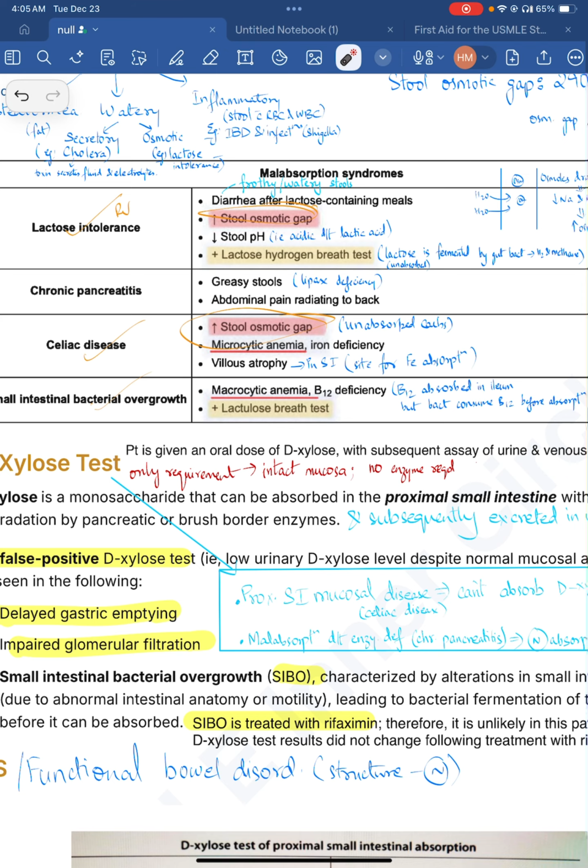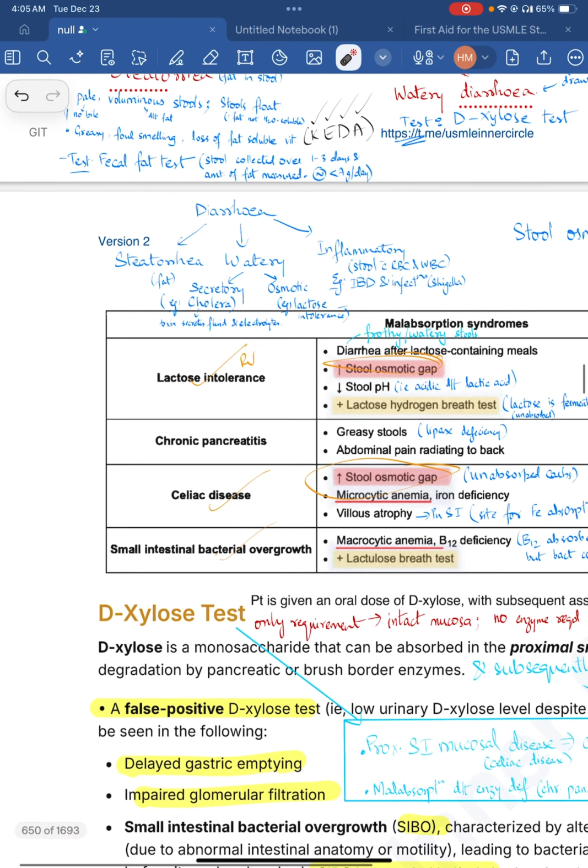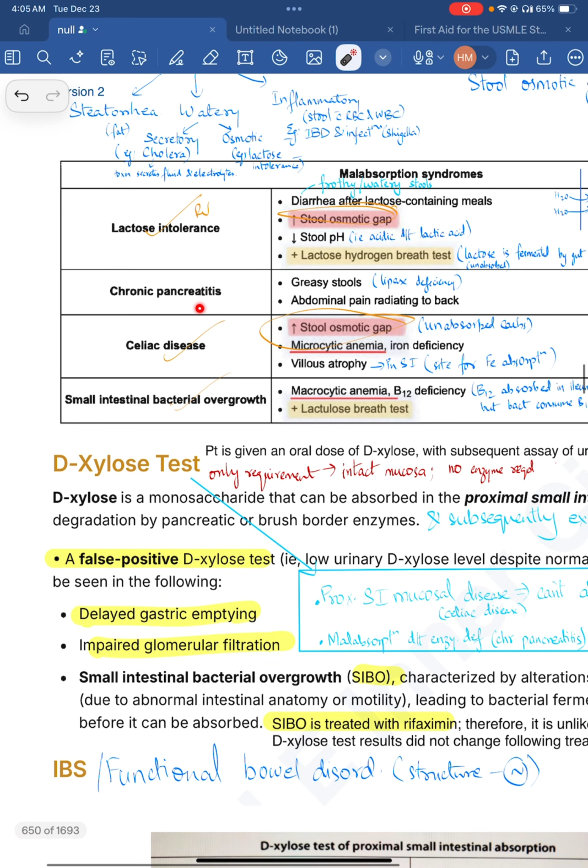What about chronic pancreatitis? Chronic pancreatitis leads to deficiency in the lipase enzyme. Now, this lipase enzyme deficiency leads to fat malabsorption, and this leads to greasy, foul smelling stool, all the steatorrhea part. In addition to that, pancreatitis will have abdominal pain radiating to the back.